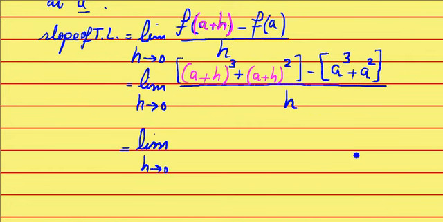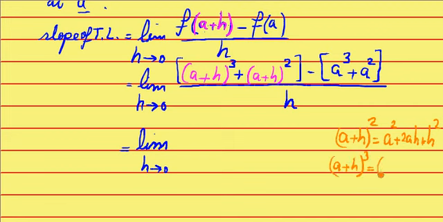Maybe on the side, let me write in a different color so it doesn't mix with everything else we are doing here. If you have a plus h squared, that one you should surely know. If you forget, just go back and multiply it out. This will be a squared plus 2ah plus h squared. If you want to know a plus h cubed, you really need to memorize this.